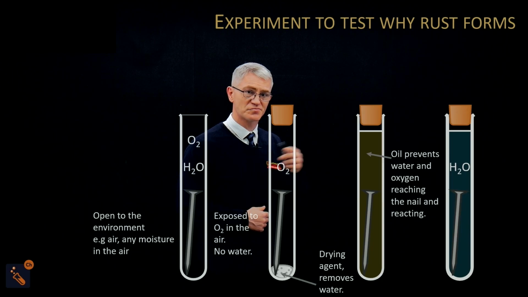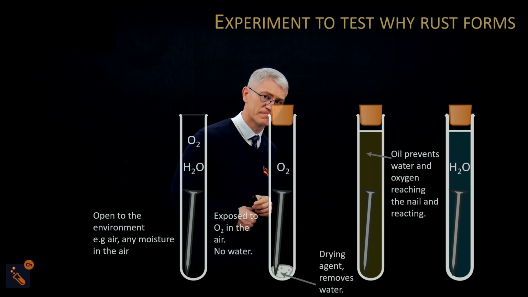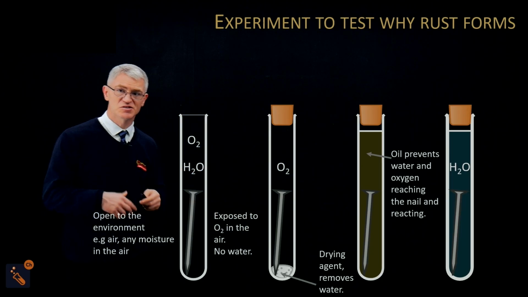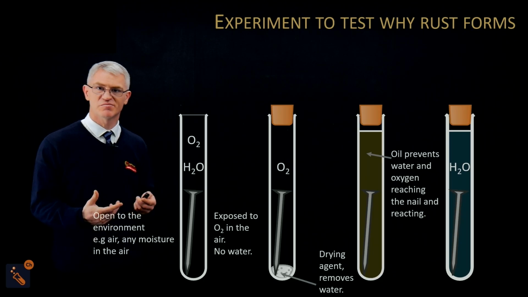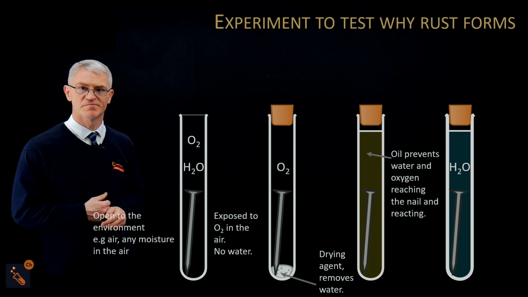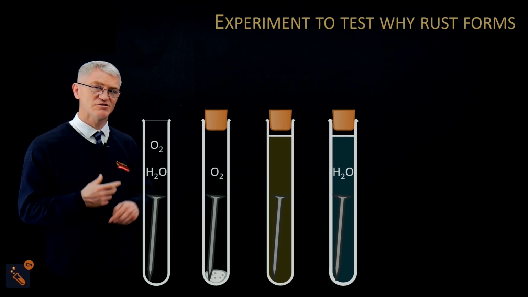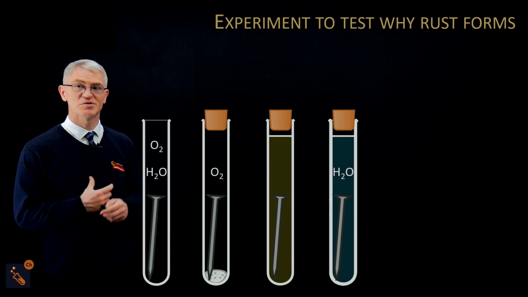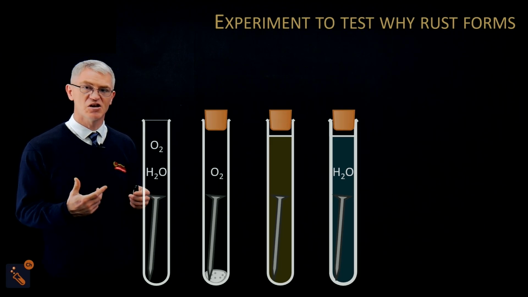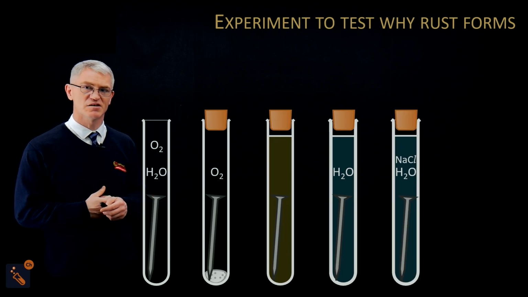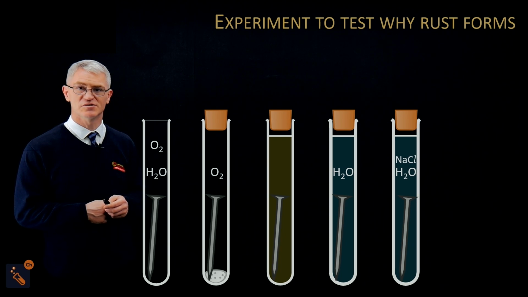The next one is when we put it in water. Okay, so we've isolated the oxygen, we've isolated the water, and we've made sure there's no oxygen and no water. So you can have a prediction and think, what do you think this will look like? Now, just to add one on, because we know if you're by the sea, you get a lot of rust in different places. Okay, we put one with a salty solution, so sodium chloride and H2O.